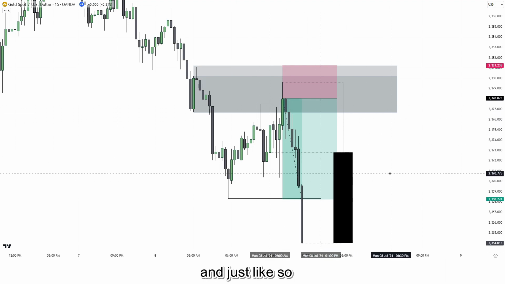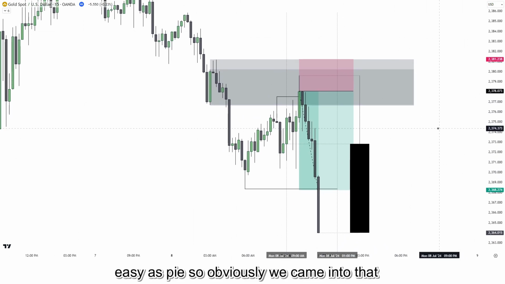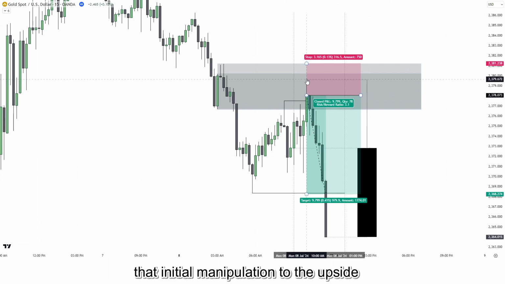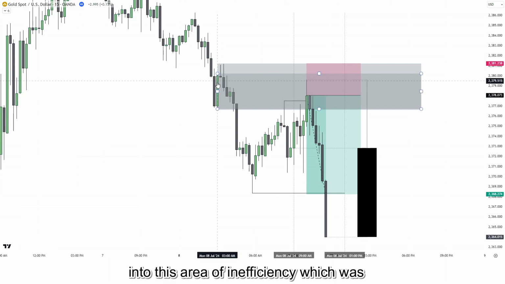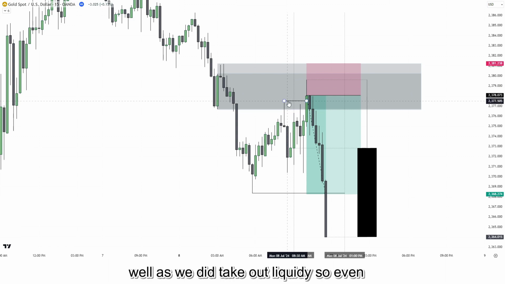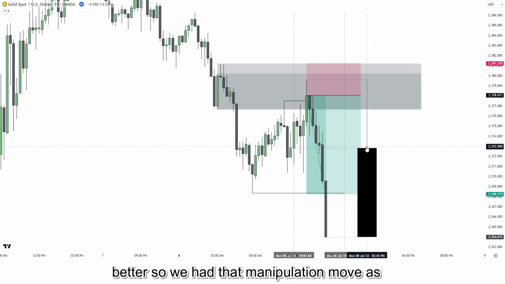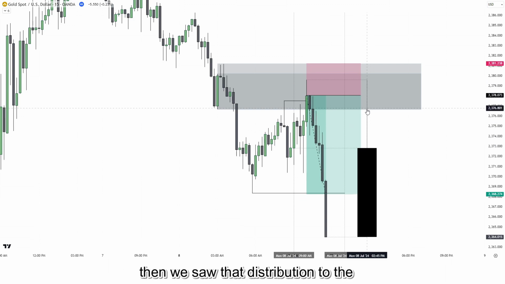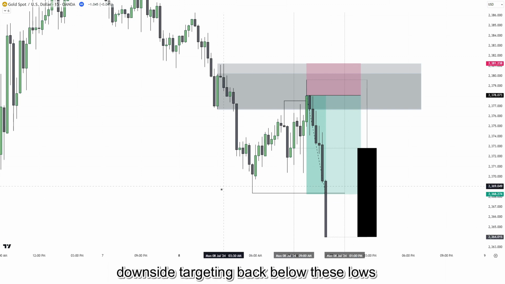And just like so, easy as pie. So obviously we came into that 9 a.m. opening price, and we wanted to see that initial manipulation to the upside into this area of inefficiency, which was that 1 hour and 15-minute order block, as well as we did take out liquidity, so even better. So we had that manipulation move as the 4-hour candlestick opened up, and then we saw that distribution to the downside, targeting back below these lows.